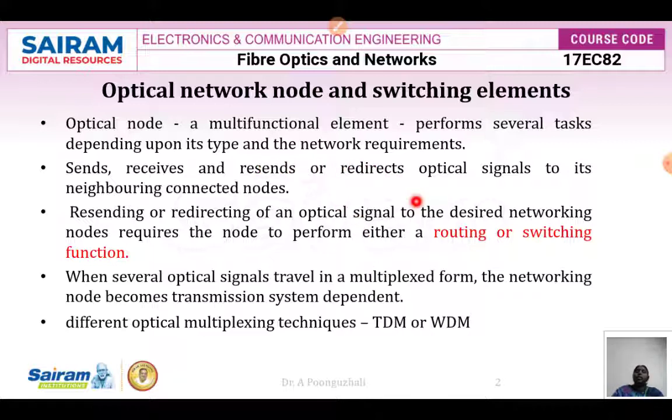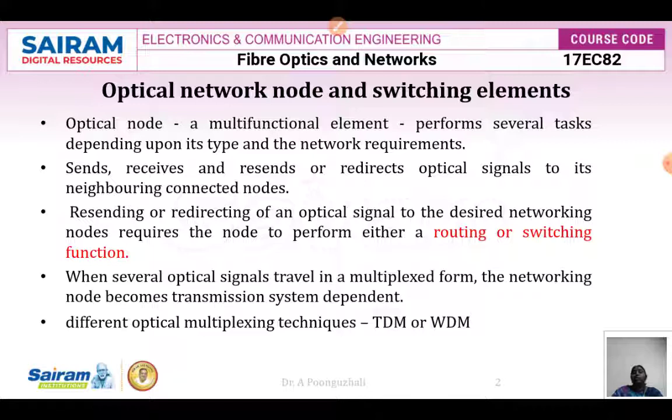So your optical node is going to send or receive, and it is going to resend or redirect your optical signals to reach their destination or the neighboring connected nodes. Resending or redirecting an optical signal to the desired networking nodes requires the nodes to perform either a routing or switching function. When the node wants to redirect the optical signal to the neighboring node so that it can reach the destination, it performs a process called a routing or switching function.